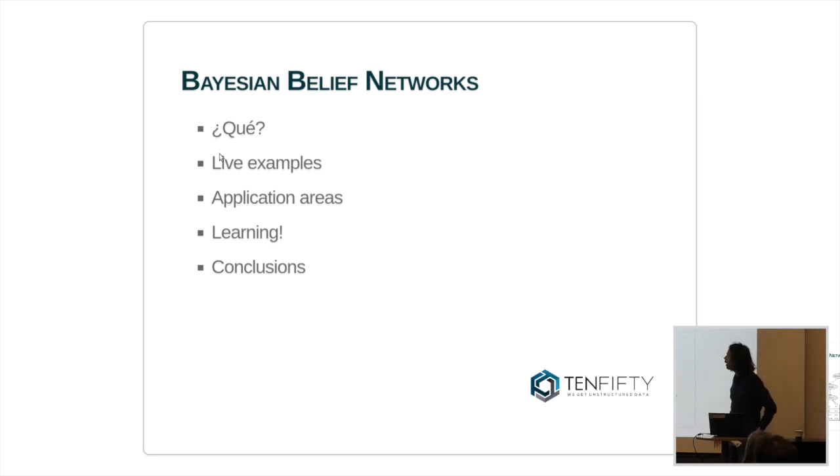So I'm going to start by just explaining what a Bayesian belief network is. I'm going to give you some live examples of how they're used and what happens when you calculate and what sort of conclusions you can draw. I'm going to talk about known application areas where people use it a lot. And since Bayesian belief networks in themselves are just statistics, and this is a machine learning meetup, I'm going to talk about learning. How can we make them learn from data?